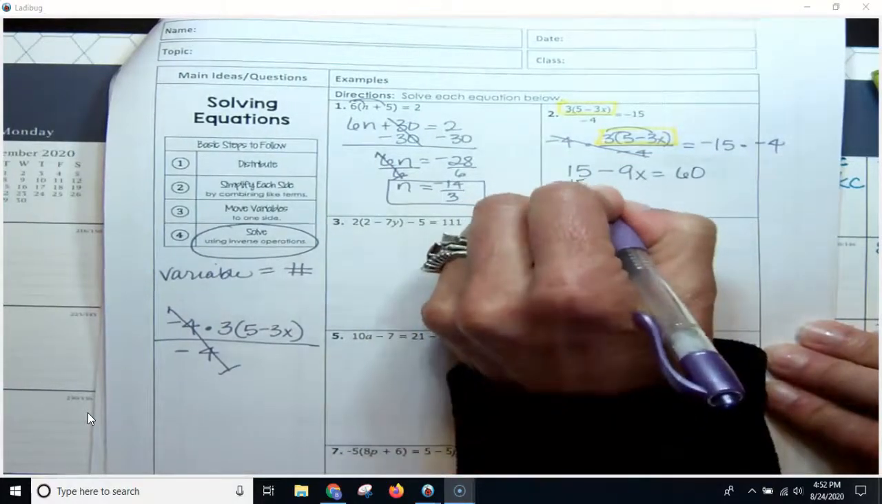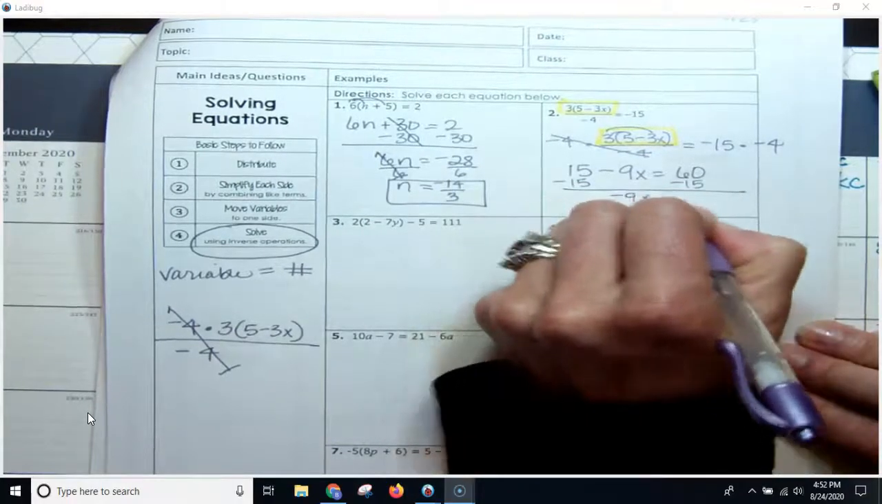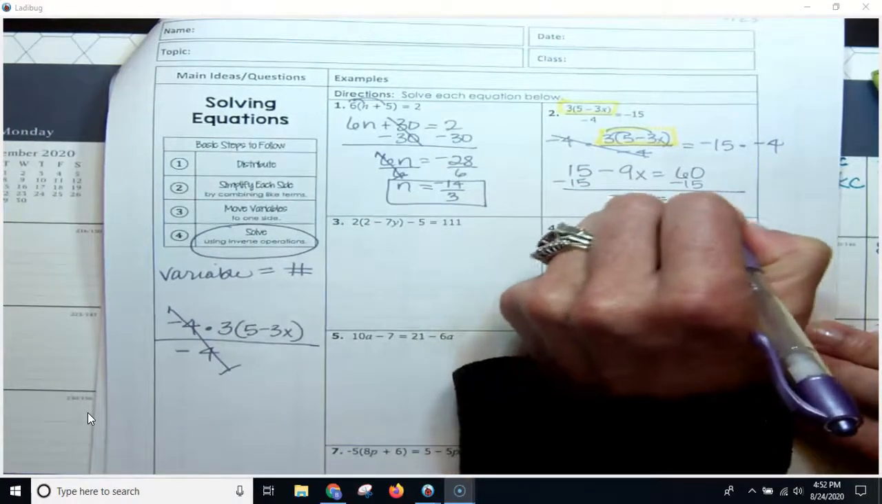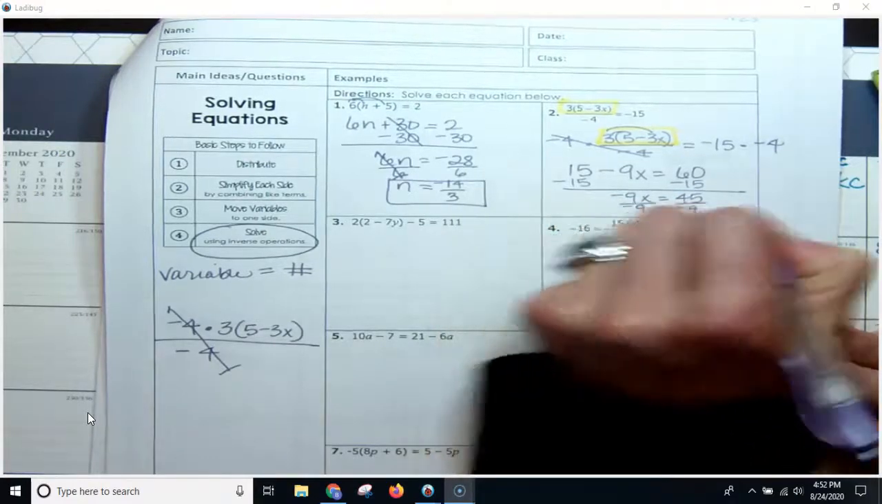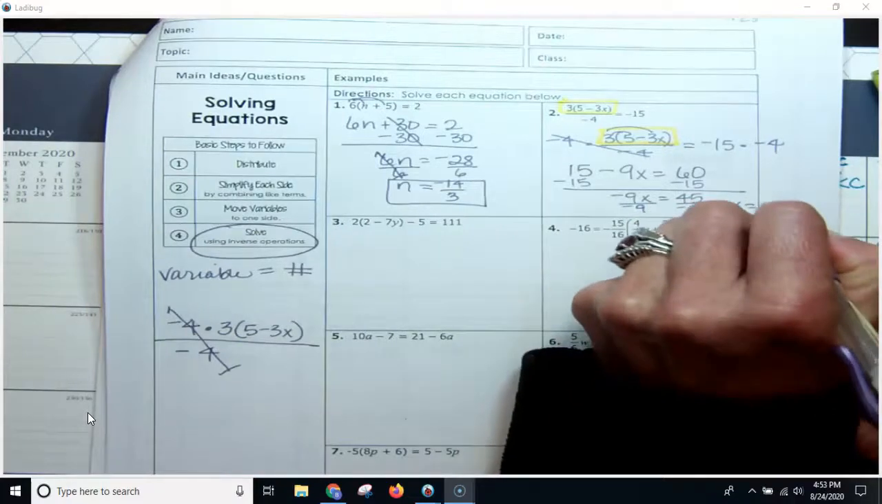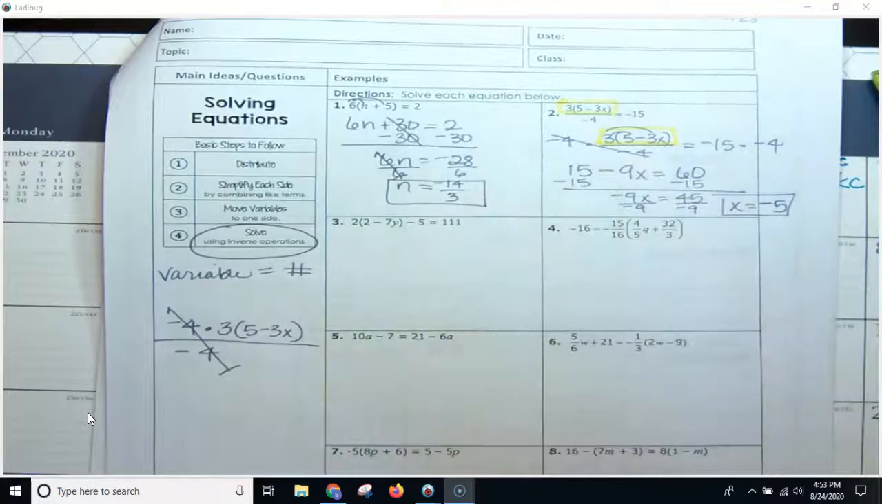Now I'm going to subtract 15 from both sides. Negative 9x equals 45. Divide by negative 9. And I'm left with x equals negative 5, because a positive over a negative is a negative.